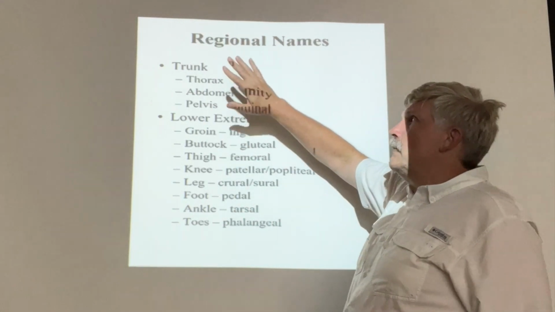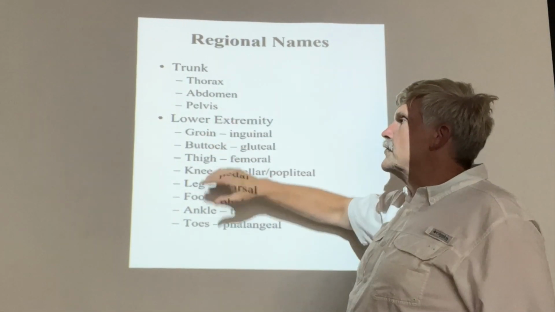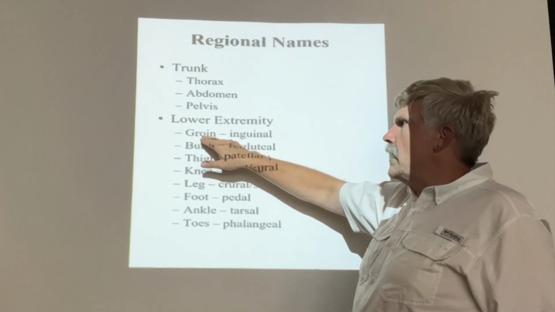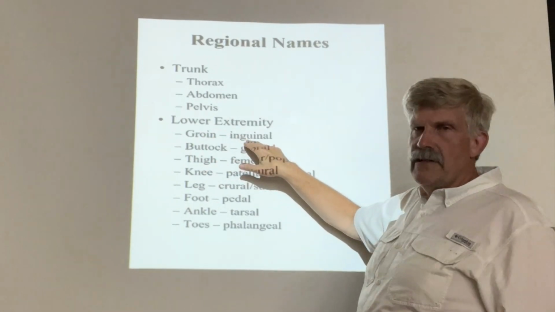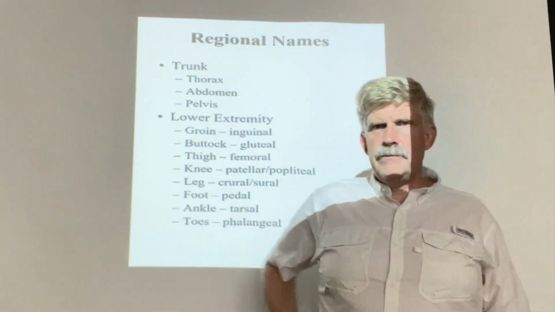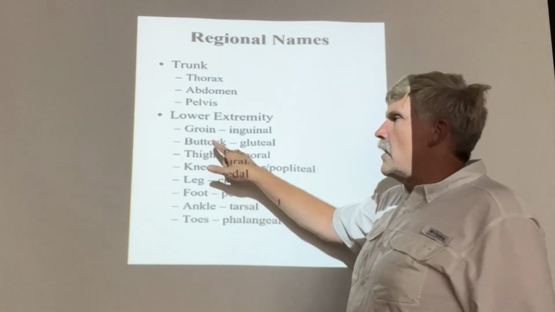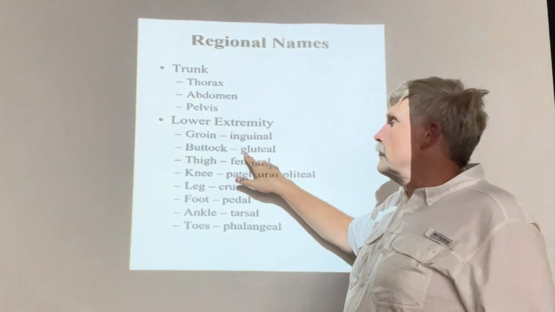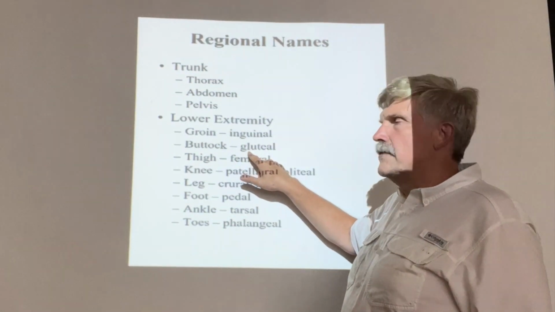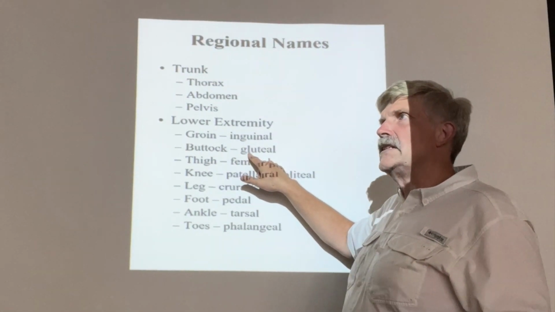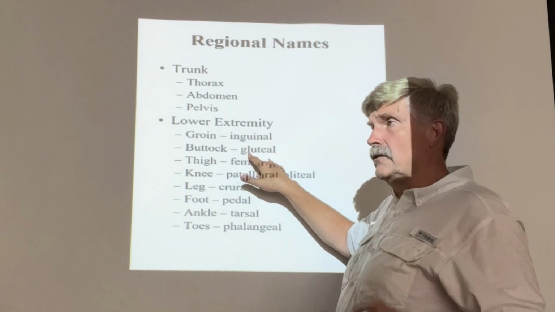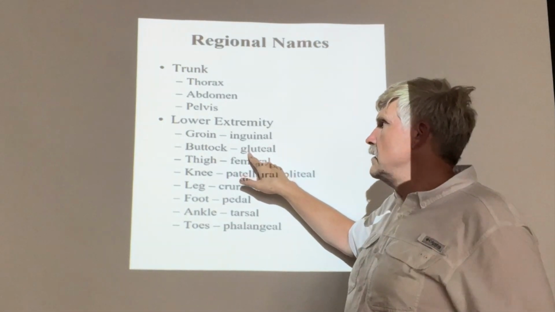Now that we've dealt with the trunk, we can go to the lower extremity. We have a groin, and that is actually the inguinal area, and that's going to be in the area here where you have your inguinal canal. You have your buttocks, which is the gluteal region, and gluteal then shares its name with the muscles that are there, gluteus maximus, medius, and minimus.